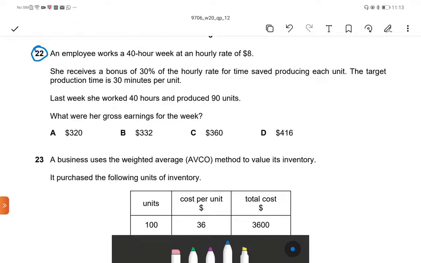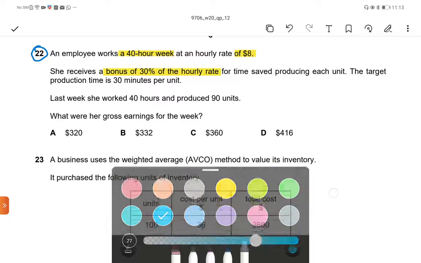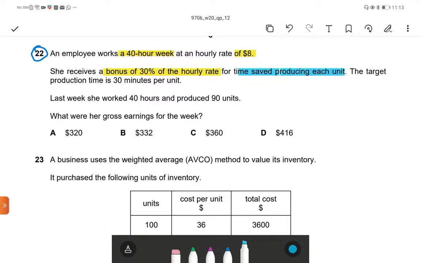Question number 22. An employee works 40 hours a week at an hourly rate of $8. She receives a bonus of 30% of the hourly rate when there is time saved producing each unit. If she saves any time on each unit produced, for the extra time she saved she will get the amount of 30% of the hourly rate. The target production time is 30 minutes per unit. If the employee could produce in less than 30 minutes, she can earn the bonus amount also.